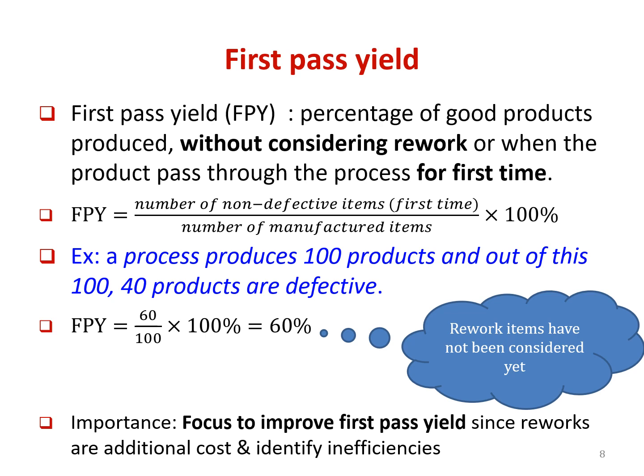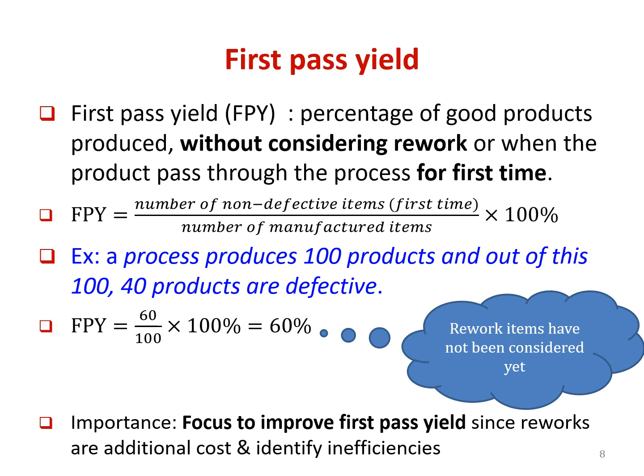So first pass yield, or FPY, is the percentage of good products produced without considering the rework, or when the product passes through the process for the first time according to the quality required. So they are not defective. First pass yield by formula can be calculated as the number of non-defective items the first time they go through the process, over the number of manufactured items at that process, times 100%.